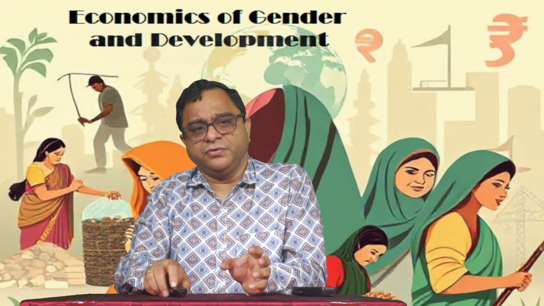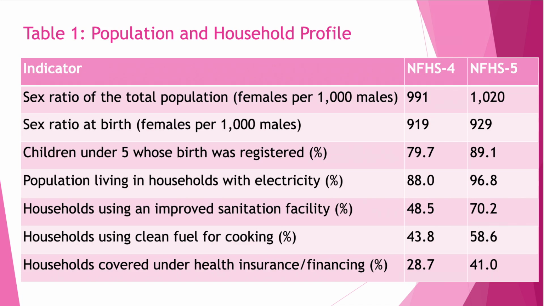So in table 1, we will see the data of NFHS 4 and NFHS 5 for sex ratio of the total population, females per 1,000 males. It was 991, it has increased to 1,020. Now sex ratio at birth, females per 1,000 males, has increased from 919 to 929. Children under 5 whose birth was registered has increased from 79.7% to 89.1%. And population living in households with electricity has increased from 88% to 96.8%.